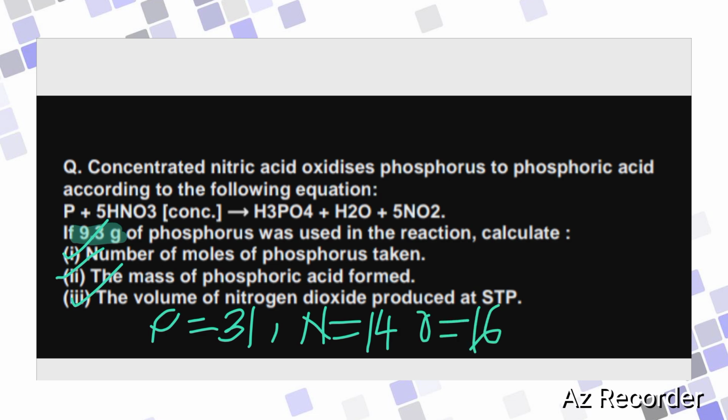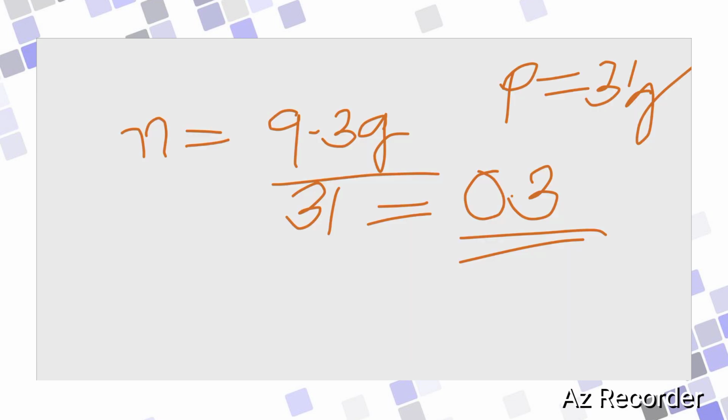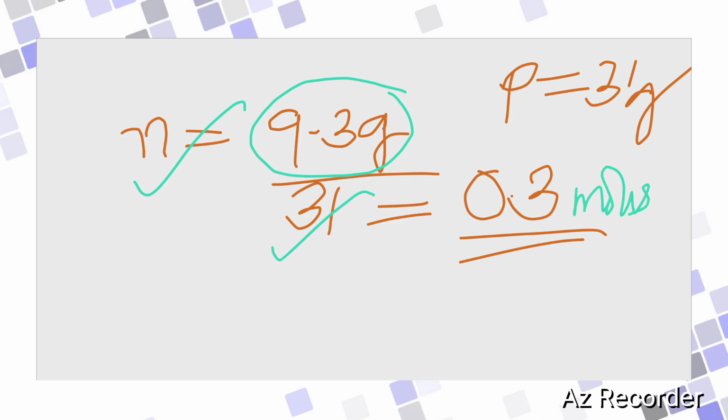Okay, so let's proceed to solve this. First question is the number of moles of phosphorus taken. We know that the number of moles is given by the equation n is equal to given mass by RMM. Here the given mass of phosphorus is 9.3 gram. The RMM is 31. Upon dividing, we will get 0.3 moles. So the number of moles is 0.3.